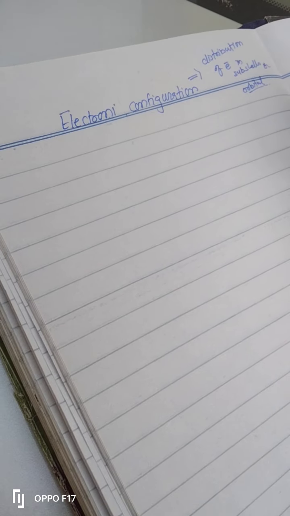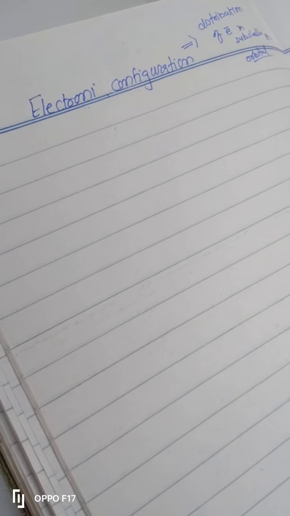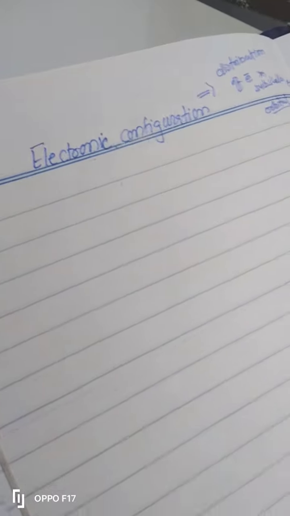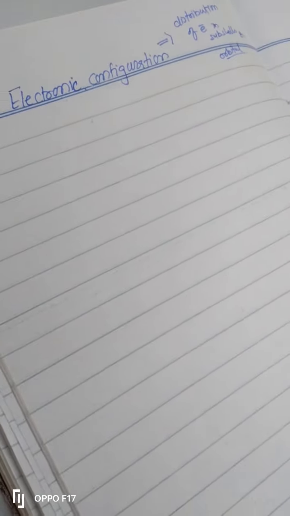Orbitals are the region of the space around the nucleus where the probability density of an electron is highest, or you can say almost 90%, right? So what is electronic configuration? Electronic configuration actually shows you the distribution of electrons in a subshell or an orbital. So now let us find the electronic configuration with some exceptions too.